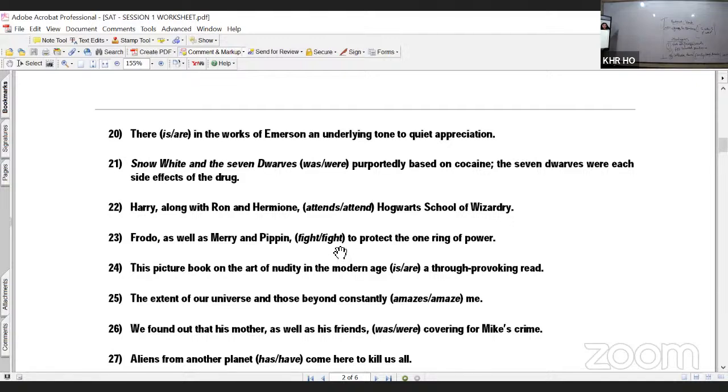Should be fight. Yeah. Raina, what did you write for question 23? This one I said fights, because one of the things you can do with commas is isolate things with commas at the beginning and the end, almost like parentheses. It's almost like extra information. So you could say Frodo fights to protect the One Ring of Power.